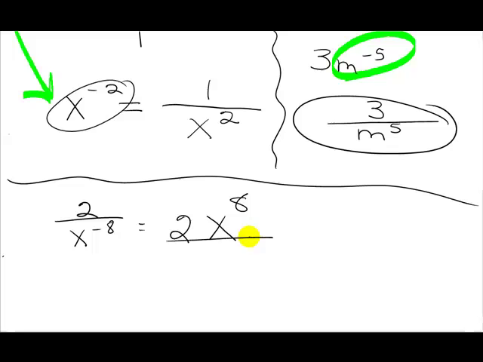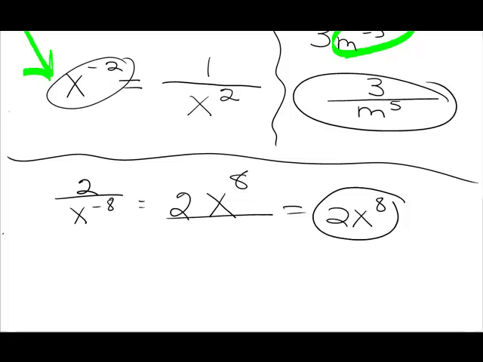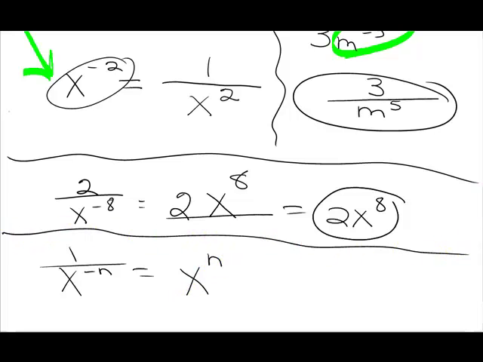Now, when I look at this fraction, there's nothing in the denominator, so I'm going to just write it as a whole number instead of a fraction. So then the rule here is 1 over x to the negative n is going to equal x to the positive n. So this is what we want to remember about our rule here.